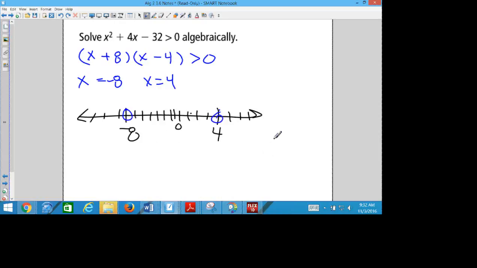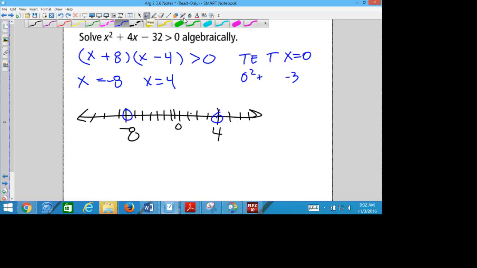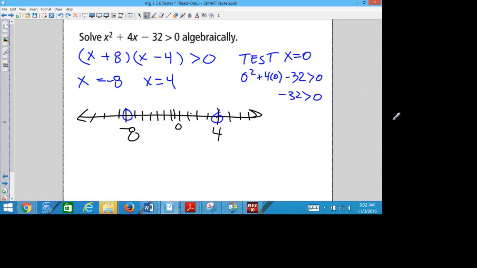What point can we test? Let's test 0. So we have 0 squared plus 4 times 0 minus 32 greater than 0. So negative 32 is greater than 0, right? False. So instead of shading in between, I shade the ends. I shade outside, like that.